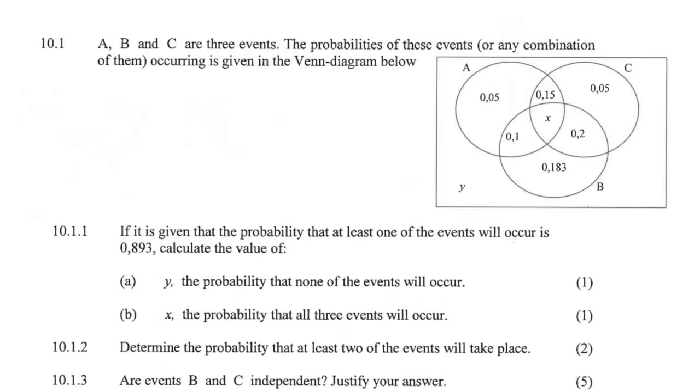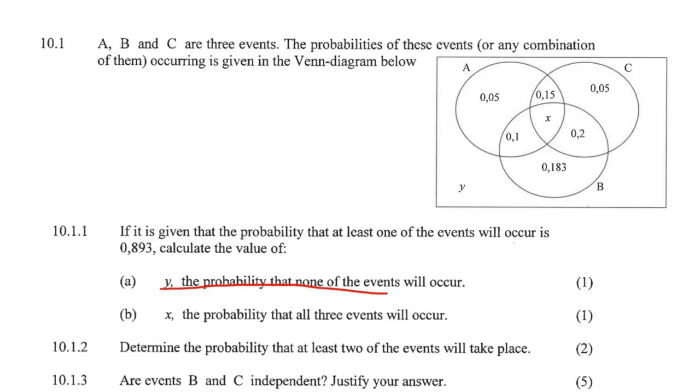A, B, and C are three events. The probabilities of these events occurring are given in the Venn diagram below. If it is given that the probability that at least one of the events will occur is 0.893, calculate the value of y, the probability that none of the events will occur.